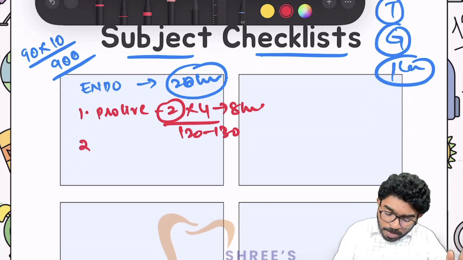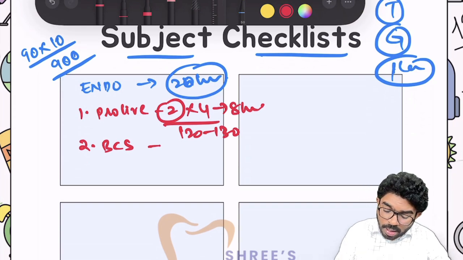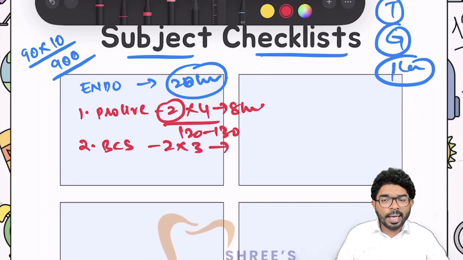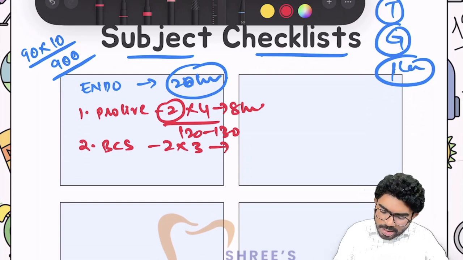Then the second thing is the bootcamp series video. Again, the bootcamp series is 2 hours. 2 hours may take 3 hours, because you're already done with ProLive's 8 hours, so it will not take much time. Your bootcamp series will go a little fast. So this turns around 3 hours. Totally it is 11 hours done.